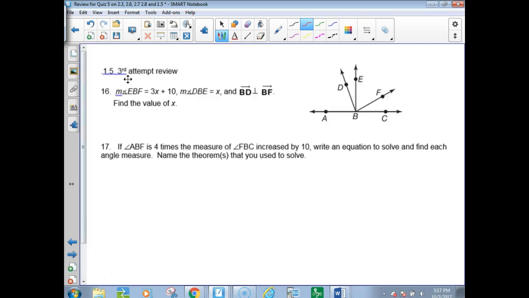All right, let's go to the third attempt on 1-5. I got to get you going on some of these concepts. Too many of you did not know what that meant at all.